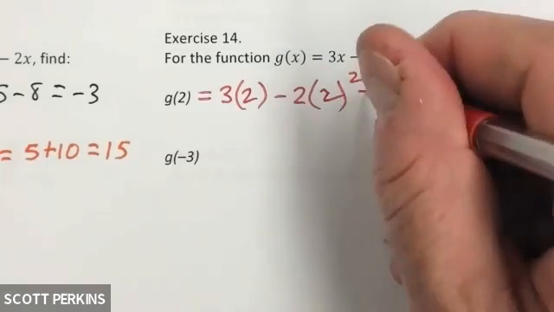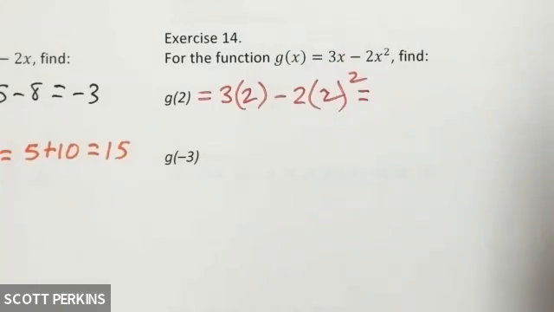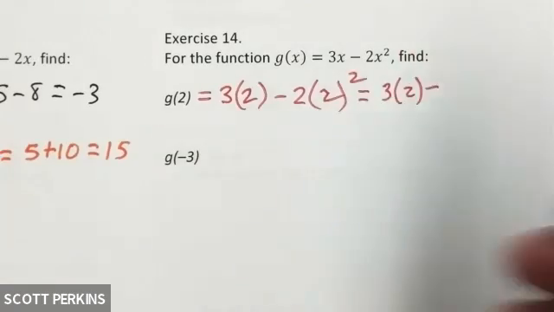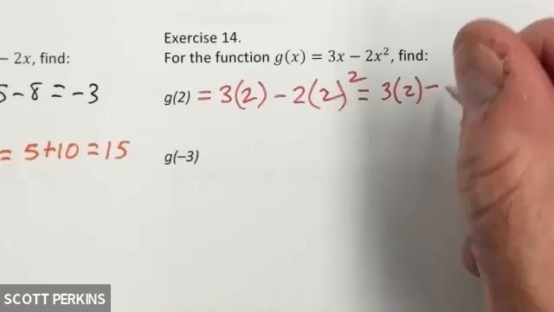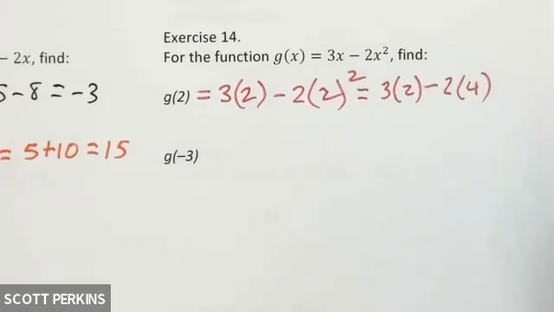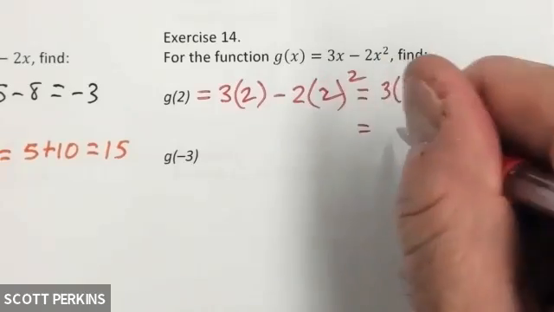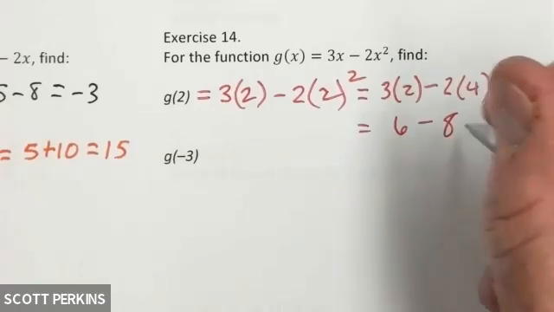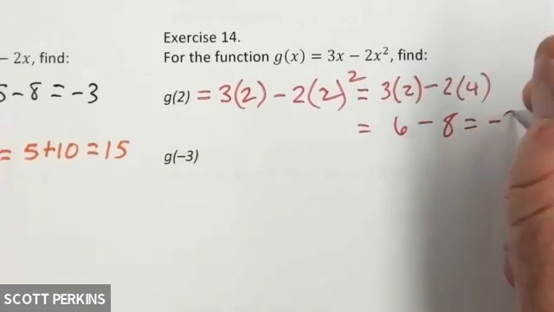Order of operations says let's do my exponents first. And you can do more than one thing at a time, but I'm going to just take it slow. So my exponent 2 times 2 is 4. I'm going to multiply. So 3 times 2 is 6. Negative 2 times 4 is negative 8. And then 6 minus 8 is negative 2.